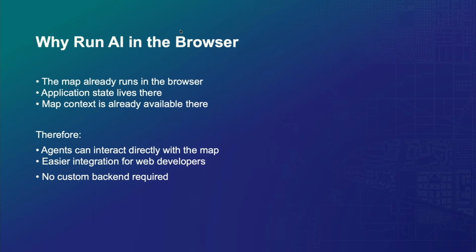And yes, to summarize, why run AI in the browser? The main piece is the map already runs in the browser. It has all kinds of application state, map context. Everything is already there. So it's just a matter of writing all these agents that work in the browser in a certain way. And the agents can directly interact with the map.